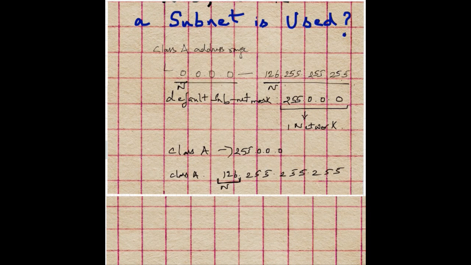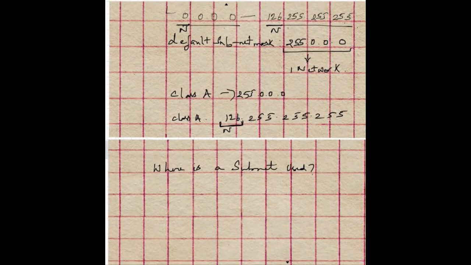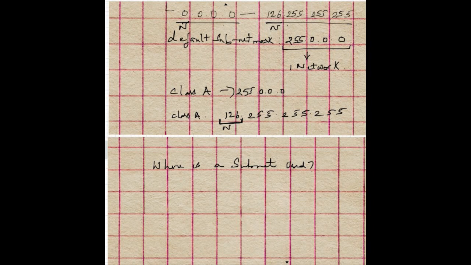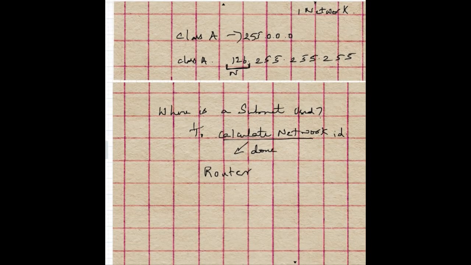Now we have seen how we can take the bits in the host portion and move them into the network portion and create more number of subnets. So where is a subnet mask used? Actually, the main use of a subnet mask is to calculate the network ID. The calculation of the network ID is done by the router. The router takes in the IP address and the subnet mask and performs an AND operation on both of these and generates a network ID.